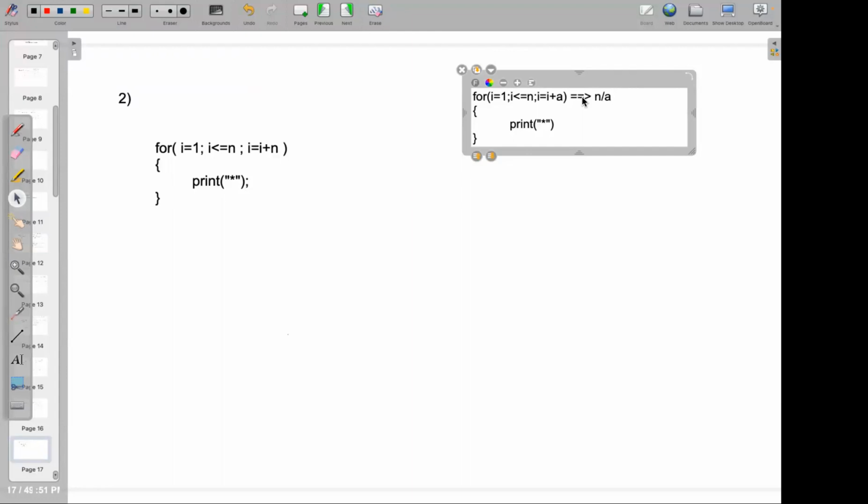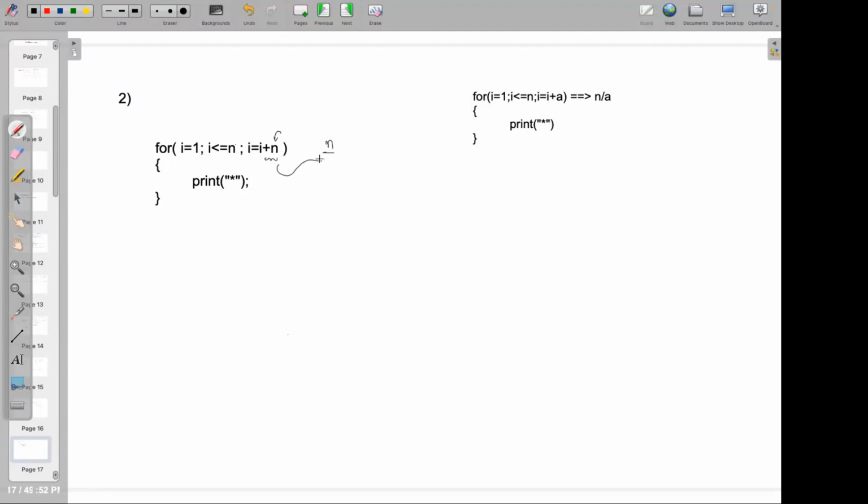If a is 1, n times. If a is 2, n by 2 times. If a is 3, n by 3 times. Like that. Now see here, I is equal to I plus n. Whatever is there in the increment goes in the denominator, so the number of times it executes, n will cancel and give 1. So this print statement is executed only 1 time. Therefore, time complexity is constant, order of 1.